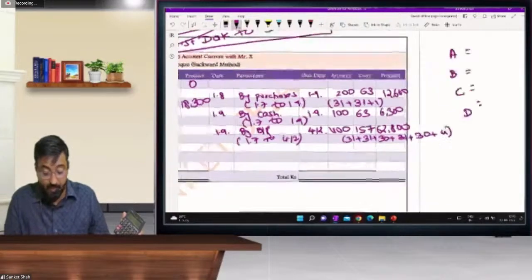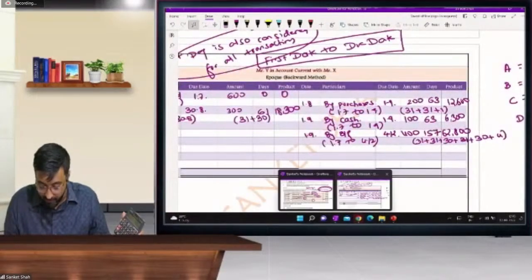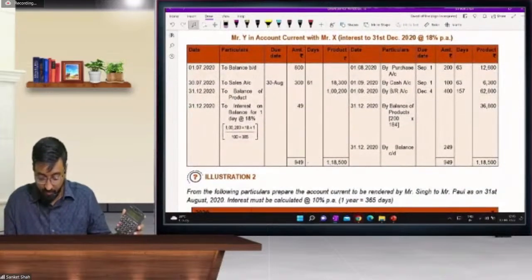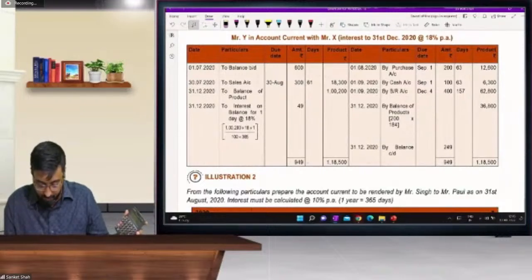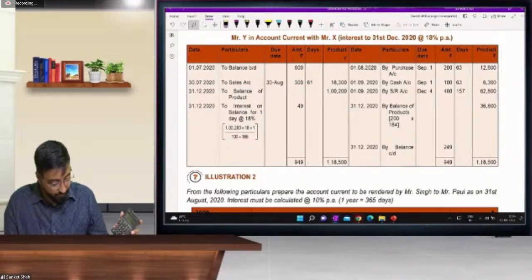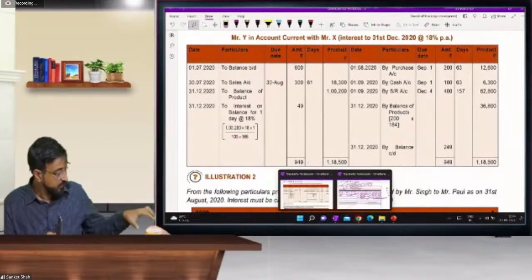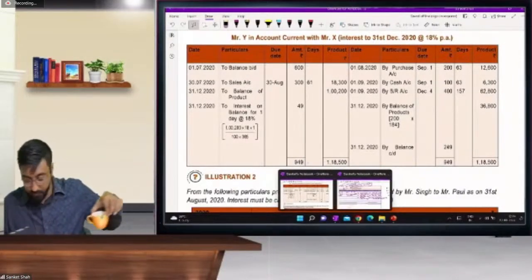अभी सबसे पहले इपोक मेथड में क्या होता है? See, now here, very, very important. It's a very different way of presentation. Here, balance of product. What is balance of product?